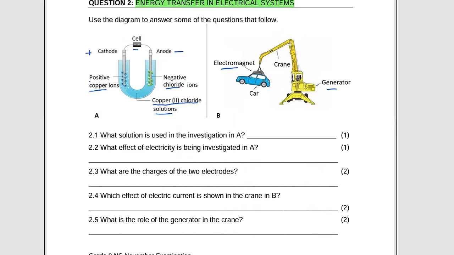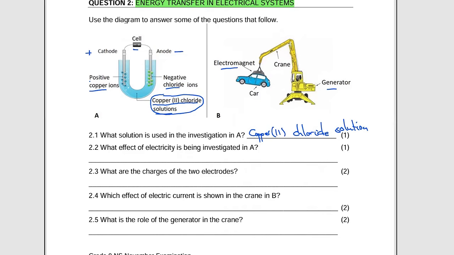Then 2.1 says, what solution is used in investigation A? So we're focusing on investigation A, and then the solution is given there. So our solution there, I'm going to say copper 2 chloride solution. So that's our answer there. We're given copper 2 chloride solution.